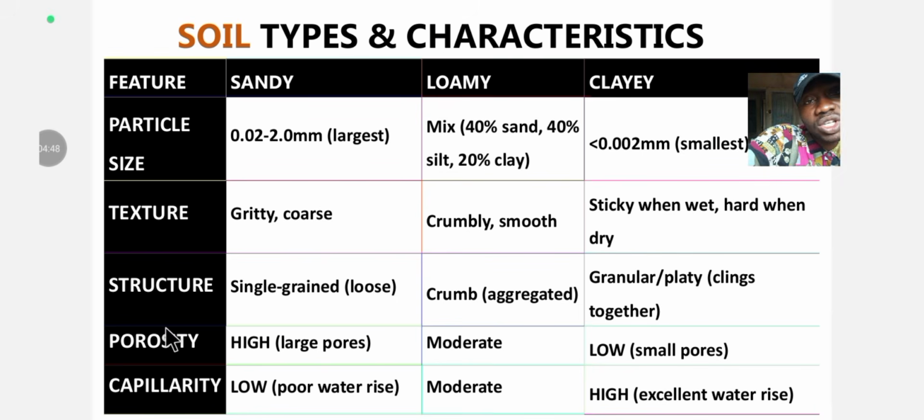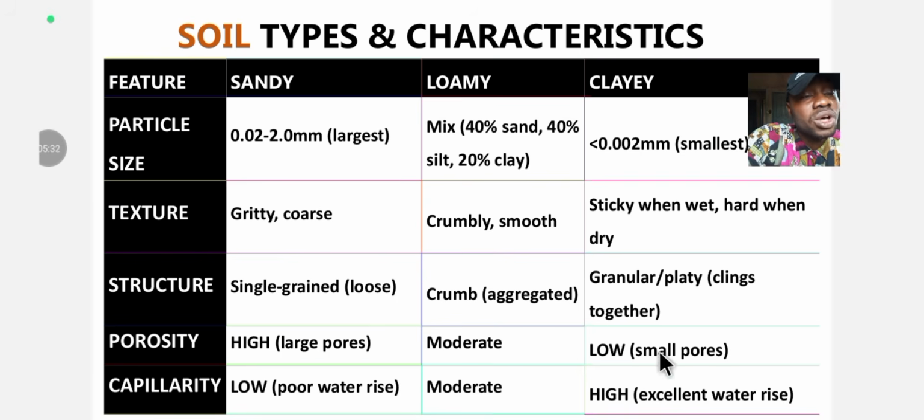So let's look at porosity as a feature of the three soil types. The porosity of sandy soil is very high because it has large pores. Remember, the grains are loose, not tightly packed together. Loamy soil has moderate porosity, not too high. Remember, loamy soil is a mixture of sandy soil, silt, and clayey soil, so it possesses the properties of sandy soil and also of clayey soil. That's why loamy soil is in the middle, in between sandy and clayey soil. It's intermediate.